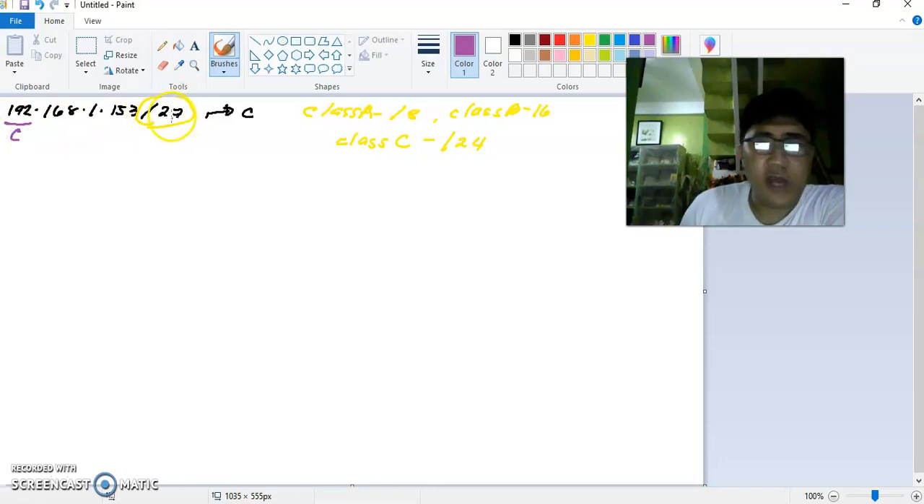But because we have a slash here, meaning the number of ones activated in your subnet mask, then this is a classless IP address. Classless means that this doesn't belong to any class. So you need to get the subnet mask of this. The subnet mask here is 27.